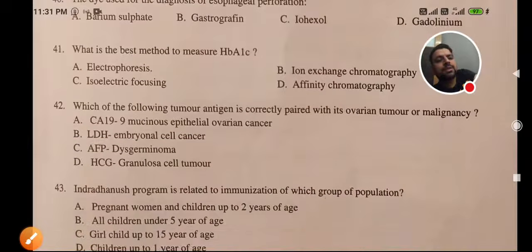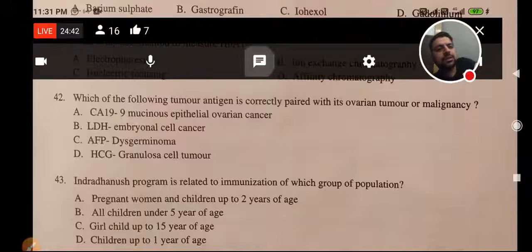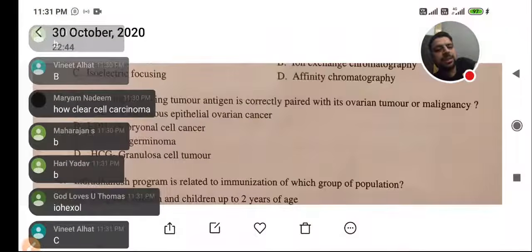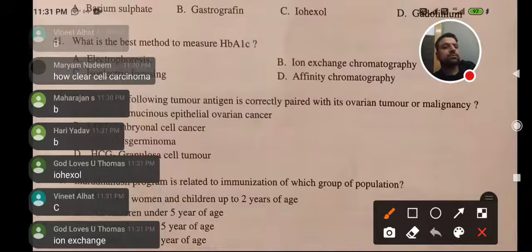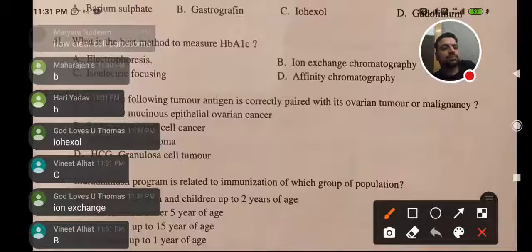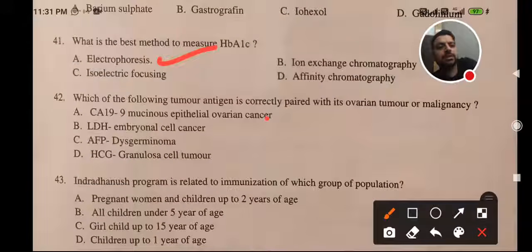What is the best method to measure HbA1c? The best method to measure HbA1c is electrophoresis. Answer is electrophoresis. Okay.